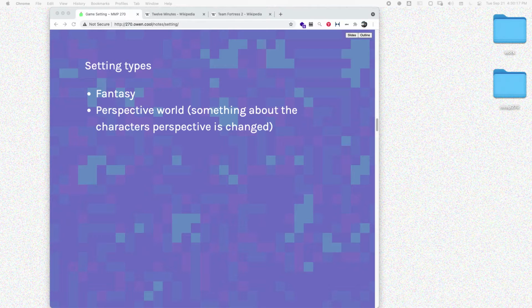So that's another example of a perspective world where there's something about the main character that's different from the rest of the world, and that kind of informs the gameplay. And there's a lot of different examples. You guys have given some really good examples of this.